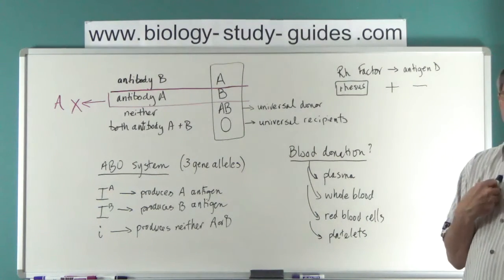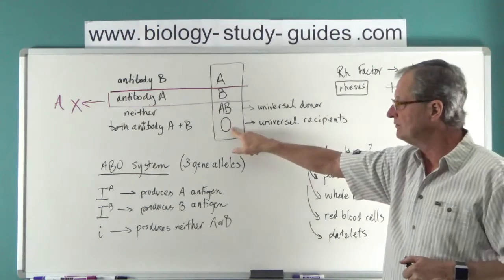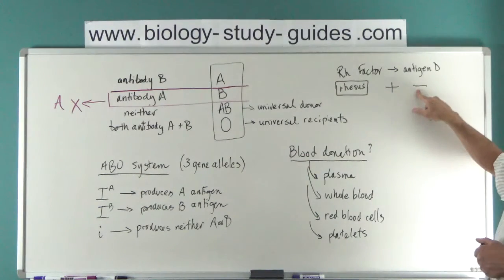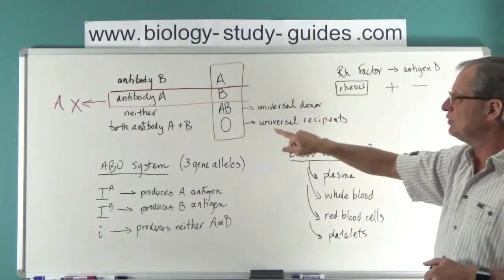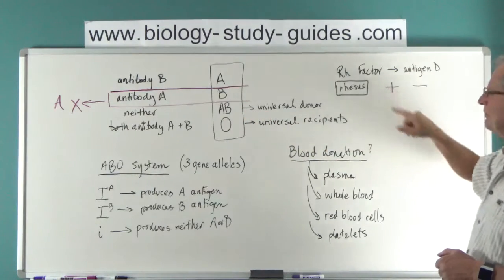I know my blood type. I am blood type O, and I don't have this, I'm O negative. That happens to be the most common blood type. The rarest one in the ABO system is AB positive.